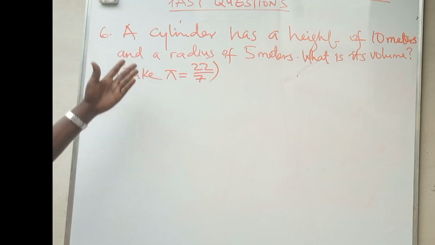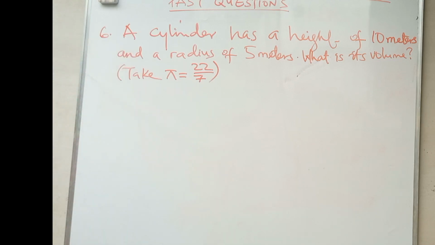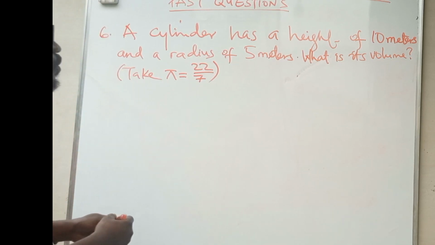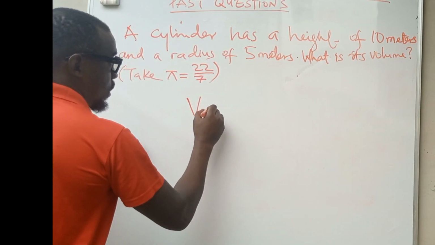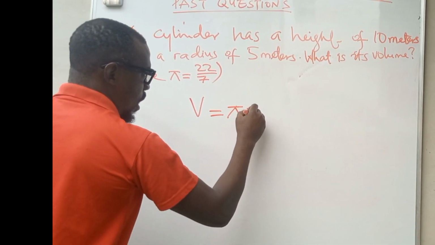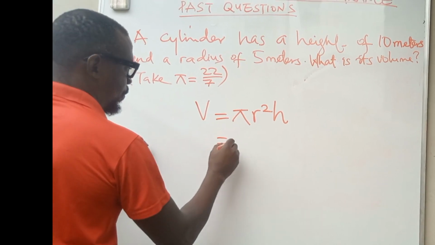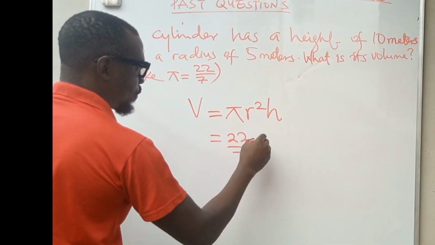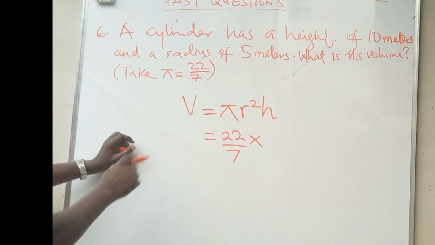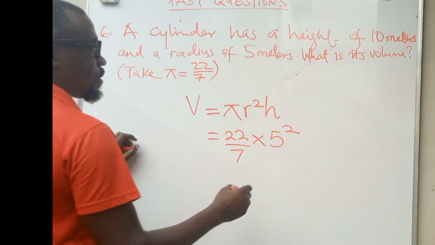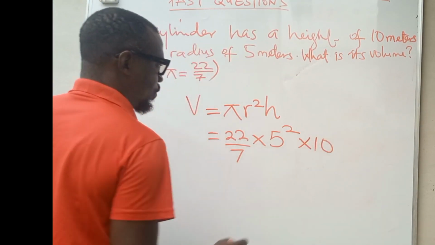All right. We have another question that says a cylinder has a height of 10 meters and a radius of 5 meters. What is its volume? The volume of a cylinder is pi r square h. We have given the pi to be 22/7. Then the radius is 5 square, while the height is 10.